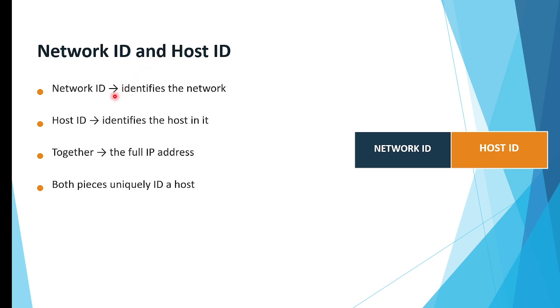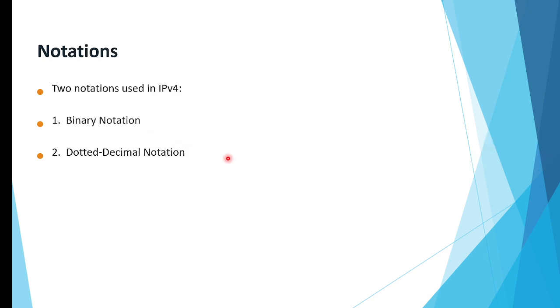IP addresses consist of two components. One is the network ID, another one is the host ID. Network ID is used to identify which network a device belongs to, and the host ID identifies a specific device within that network.